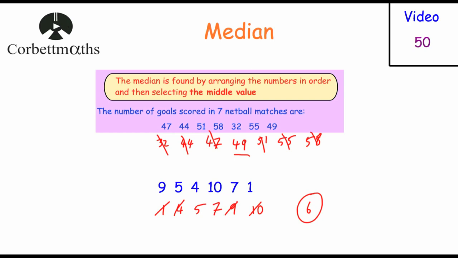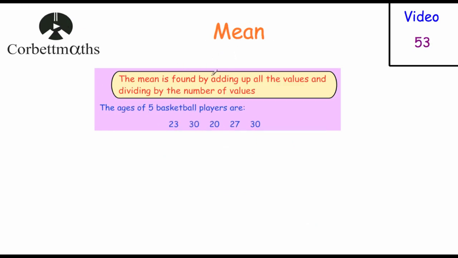Okay, our next average is the mean. So the mean is found by adding up all the values and dividing by the number of values. So here we've got the ages of 5 basketball players, and they are 23, 30, 20, 27, and 30.